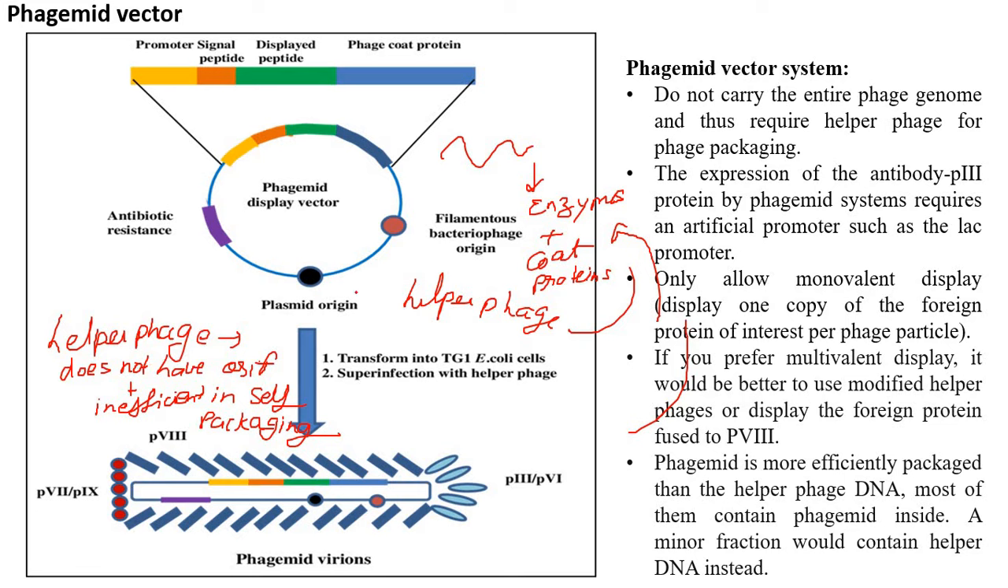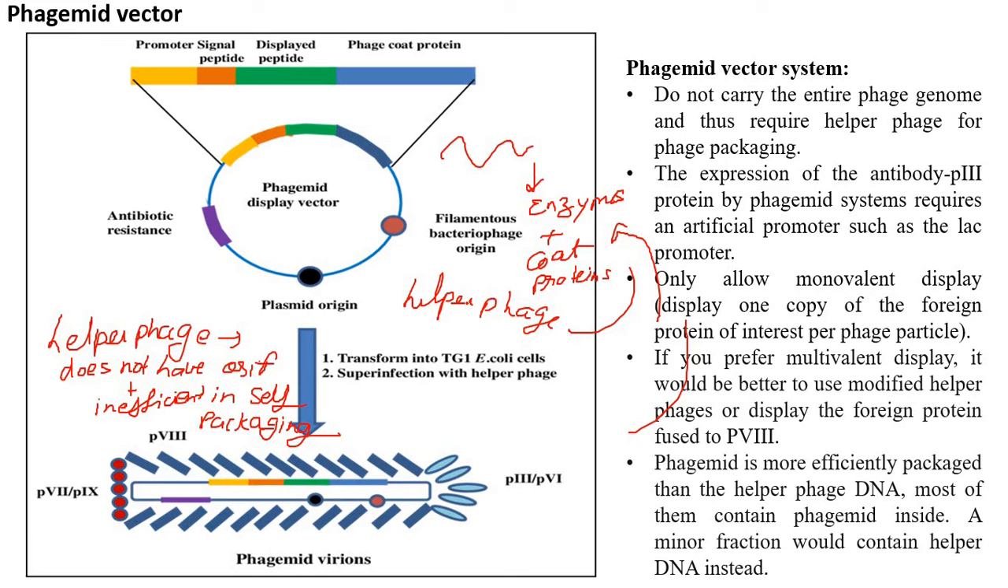So once it is there, you will transform it into the E. coli cells. You will super infect with the helper phage. Now the helper phage will provide all the enzymes which are required for the replication or production of the single stranded DNA, and that DNA is going to be packaged into these virions. So here you can see that this is the Phagemid virion, which has the coat protein, and this coat protein will express your target protein. So this is regarding the Phagemid vector.